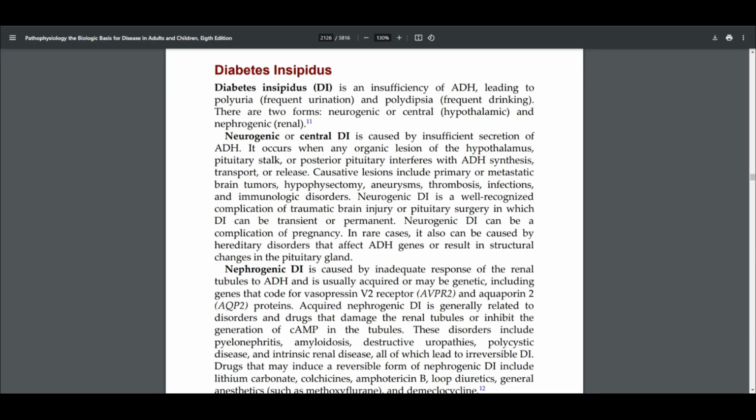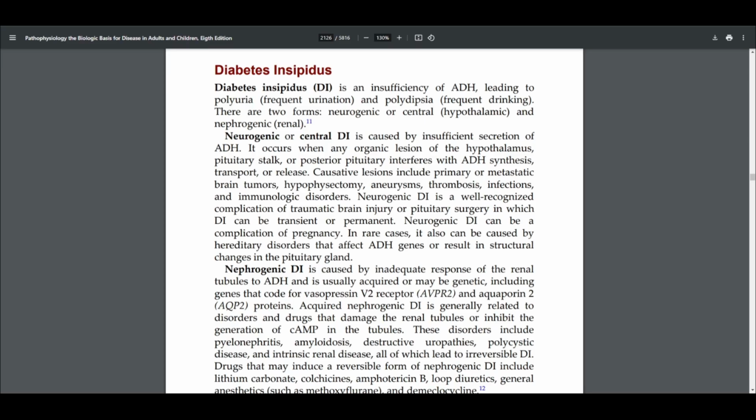It occurs when an organic lesion of the hypothalamus, pituitary stalk, or posterior pituitary interferes with ADH synthesis, transport, or release. Causative lesions include primary or metastatic brain tumors, hypophysectomy, aneurysms, thrombosis, infections, and immunologic disorders. Neurogenic diabetes insipidus is a well-recognized complication of traumatic brain injury or pituitary surgery, in which DI can be transient or permanent. Neurogenic DI can be a complication of pregnancy.